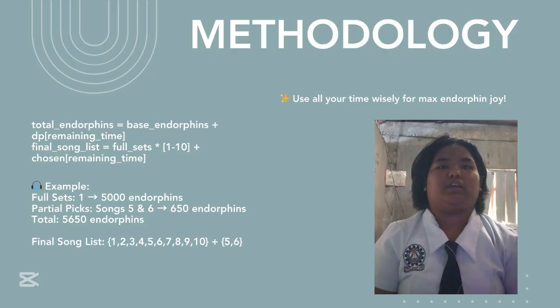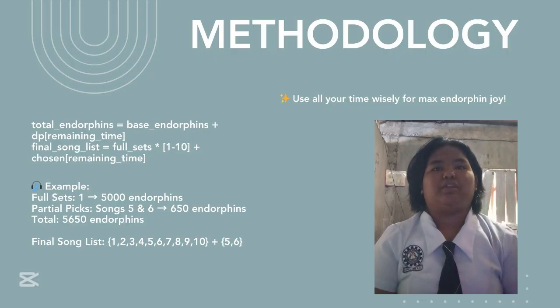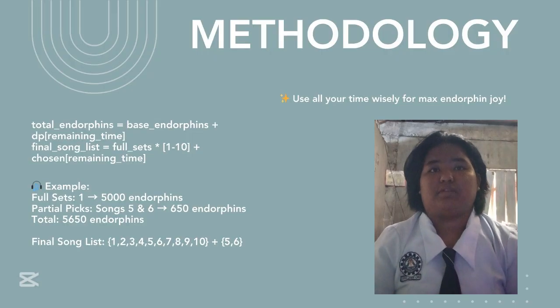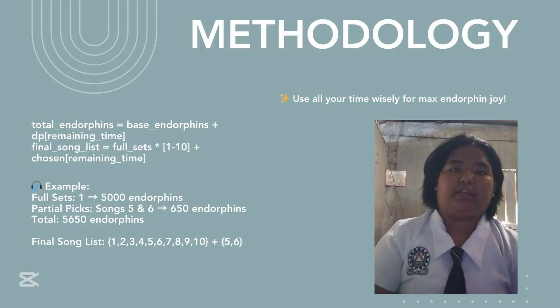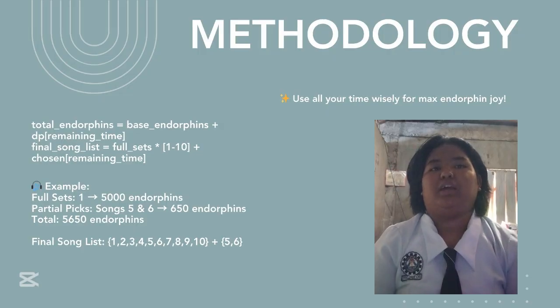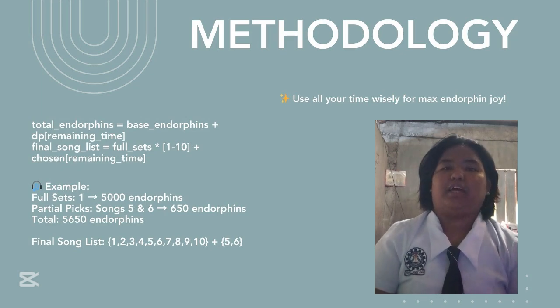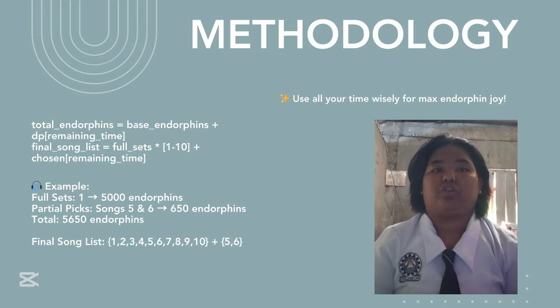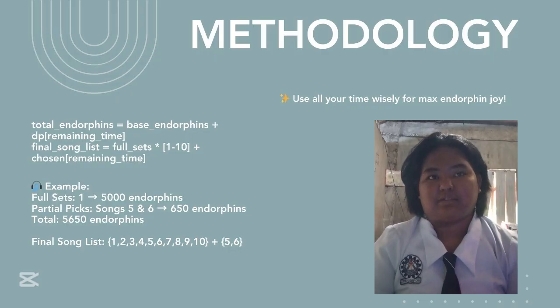Next, step 4. If we want to track exactly which songs we picked in the partial selection, we can maintain a parallel array called chosen. chosen[t] stores the list of songs used to reach that dp[t] value. Whenever we update dp[t], we also update chosen[t] like this. chosen[t] equals chosen[t minus duration] plus song number. By the end of the loop, chosen[remaining_time] gives us the list of song numbers selected for that partial time.